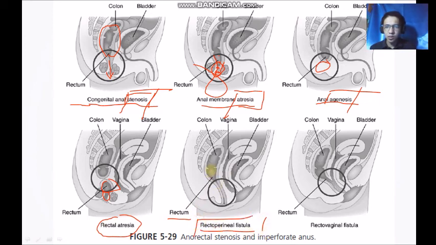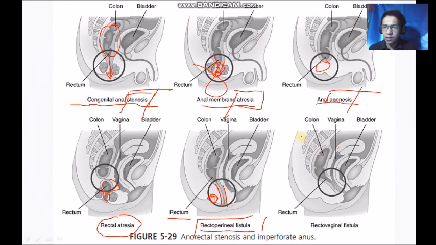So the rectoperineal fistula means that the opening of the anus is not in its normal position, but rather in the perineum. Okay, so supposedly, the opening should be here, but it was transferred towards the anterior portion, it was moved. So that is the rectoperineal fistula. That means the opening is in the perineal portion, in the perineal region.